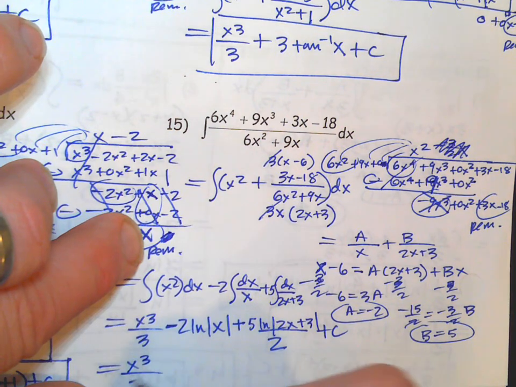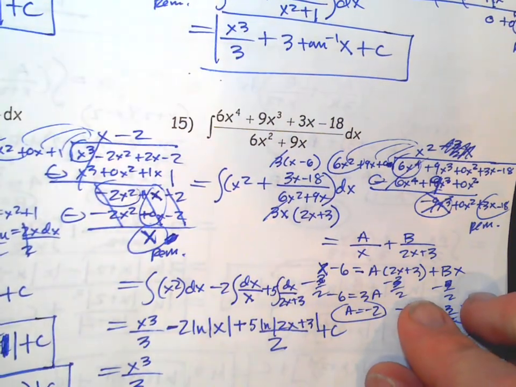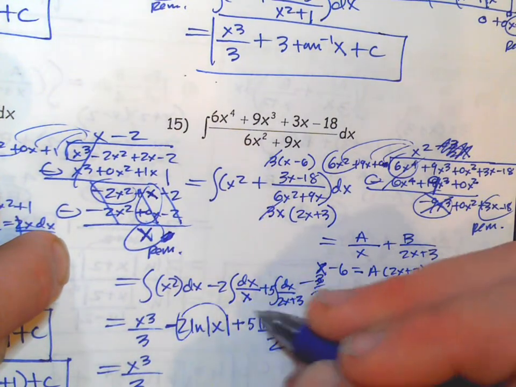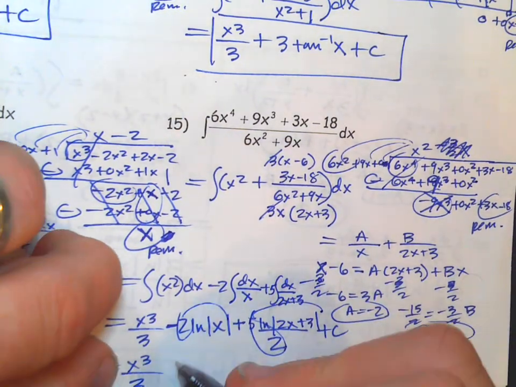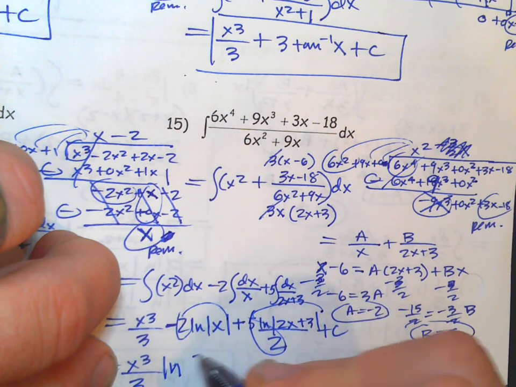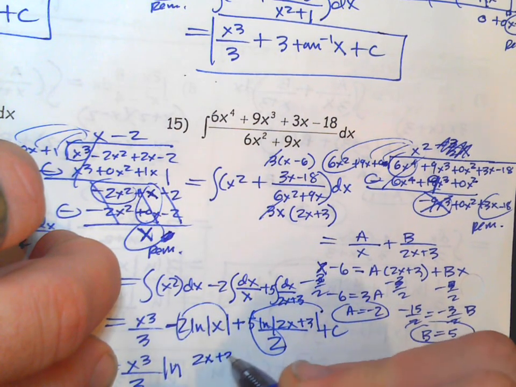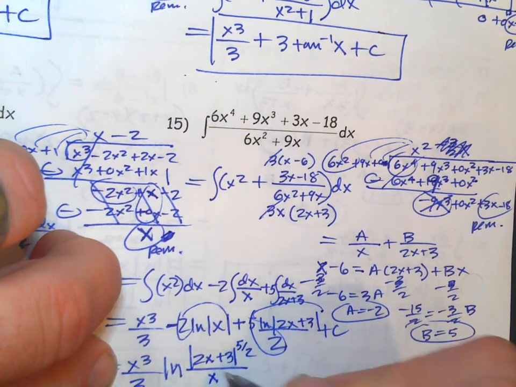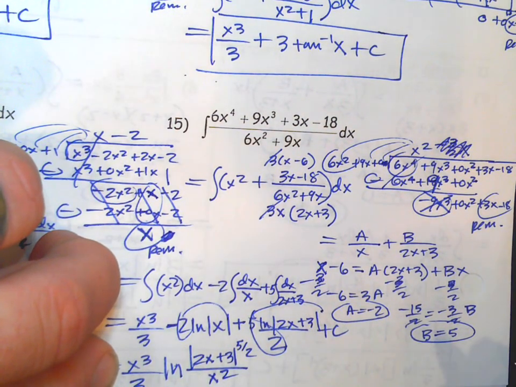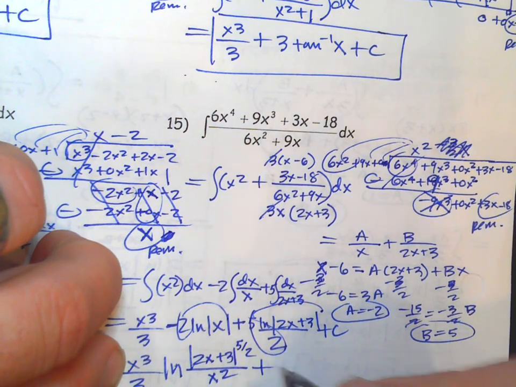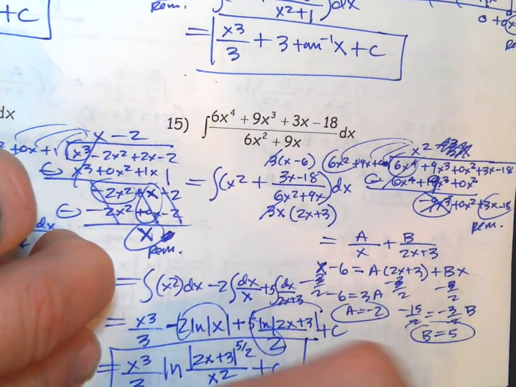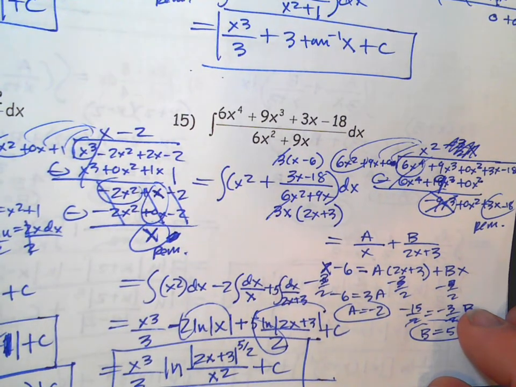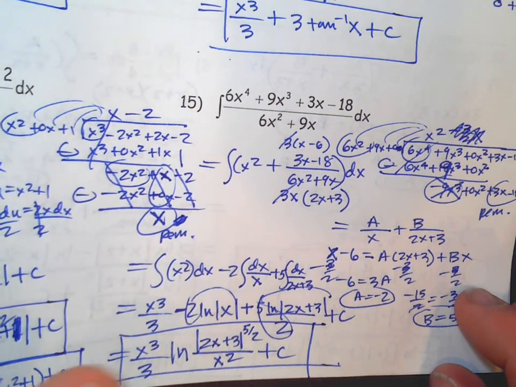And then we could combine these logs by bringing this inside, bringing this inside. Natural log of 2x plus 3 to the 5 halves. The one on the bottom, you can get rid of the absolute values because it's being squared now. Plus c. There you go, that's it. Hopefully you guys are getting good at this stuff.